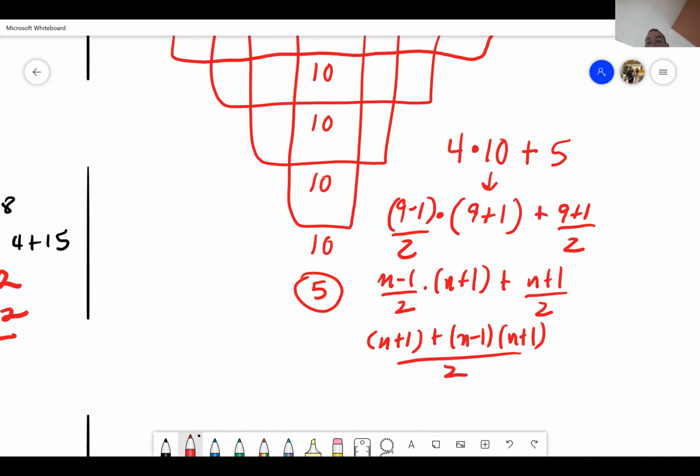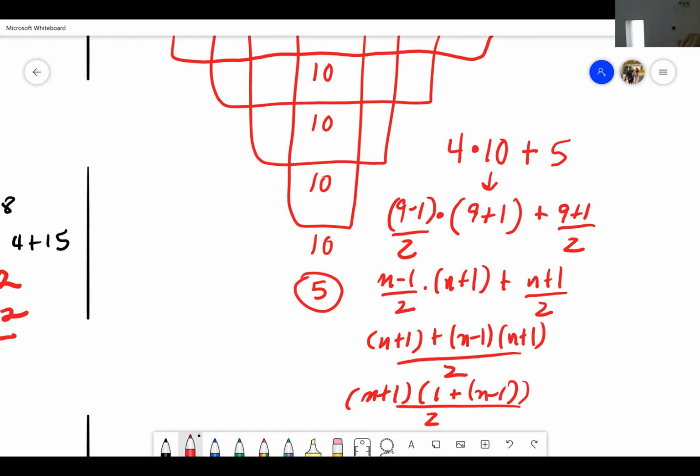No problem. So now we go ahead and do that. And what you see here is that you can factor out an n plus 1 from there. Can't you? Let's see. My armpit itches. Okay, so you have n plus 1 times 1 plus n minus 1.